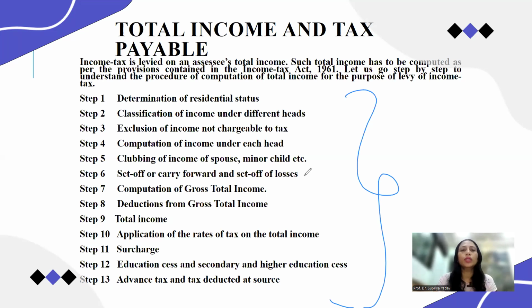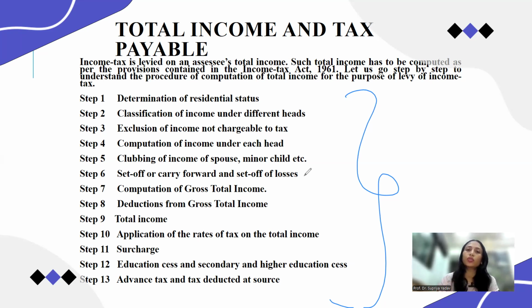So the first step is to determine the residential status. It is a very important one, because the tax rates are different for different residential statuses. Suppose if the person is a resident of India, he has to pay a different rate of tax. If he is a non-resident of India, then he has to pay a different rate of tax. We will discuss the rates at the time of calculation of taxation. Then the second step: classification of income under different heads.